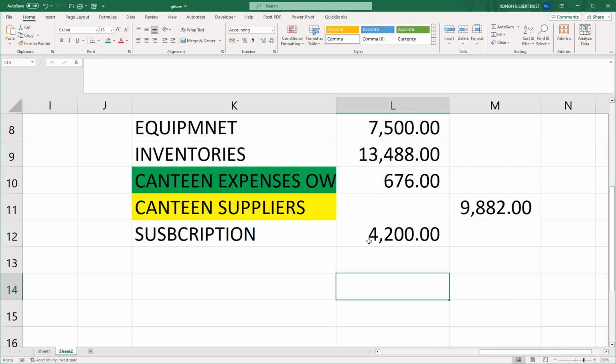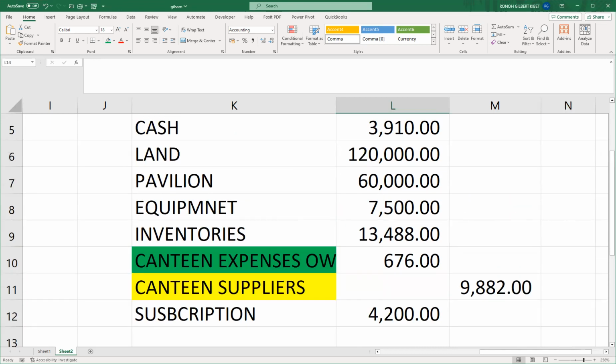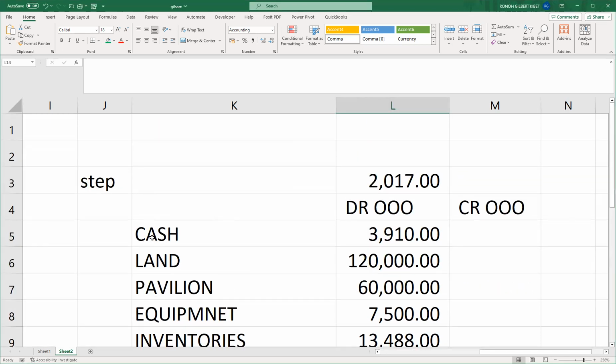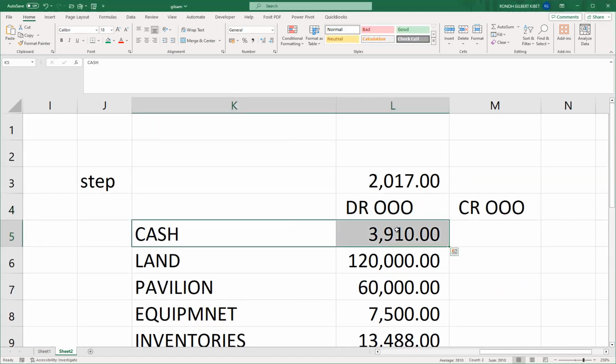The statement of receipts and payments, are we going to include any values from there? Yes, we have just included the balance brought forward, 3910. Have you seen that one? That is for 2017. And what about the rest? The rest is for the current period.